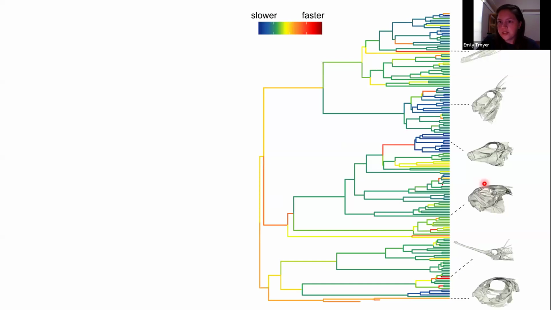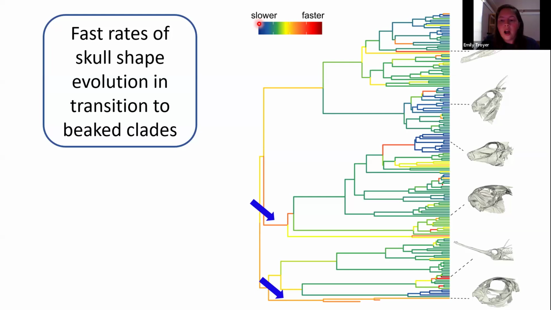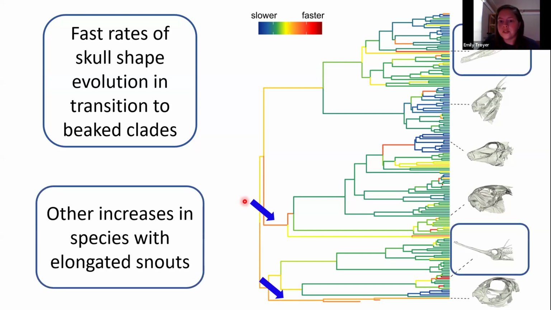Now, with our BayesTraits analysis, we can look at the rates of evolution across the phylogeny. Here, faster rates are in warmer colors and slower rates are in colder colors. I want to point out that we do find high rates of evolution on the two branches leading to the transitions where the beaks occur. We also see some other interesting examples here in this filefish and the spikefish. They both have really elongated snouts, so these may deserve a closer look in the future.